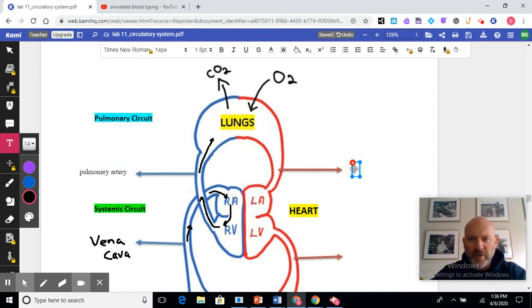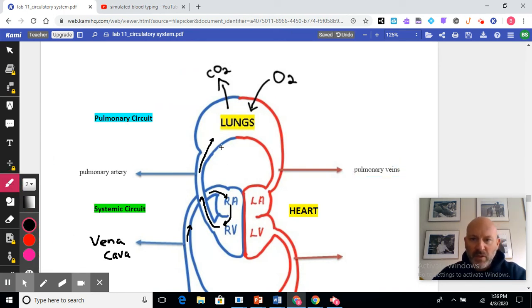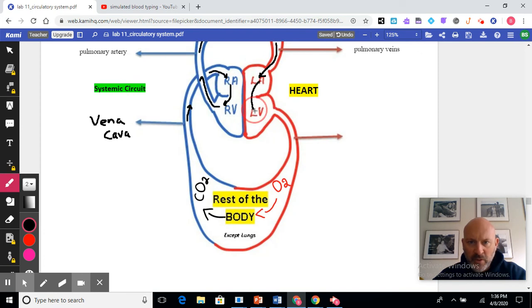And the pulmonary veins will take that oxygenated blood and send it back into the left atrium. From the left atrium, we're going to go into the left ventricle. The left ventricle is going to send that blood out the aorta. And the aorta is going to feed all the body systems except the lungs.